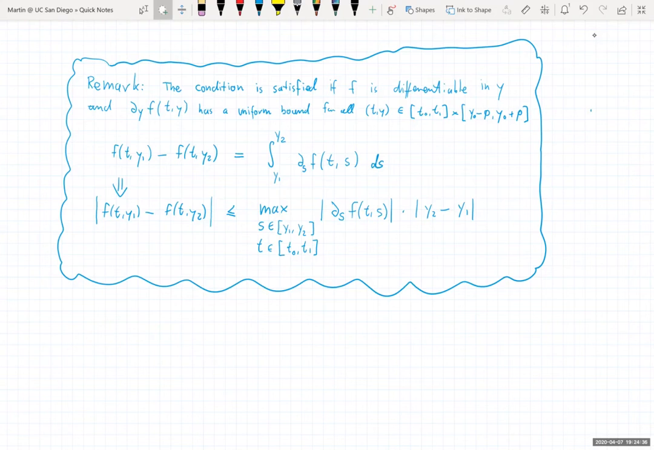Now to see that, we just recall the fundamental theorem of calculus. So let us take f and fix some time value t. F, when the time t is fixed, is only a function in the second variable y. And then the fundamental theorem of calculus tells us that f of t, y1 minus f of t, y2 is the same as the integral from y1 to y2 of the derivative of f in the second variable.